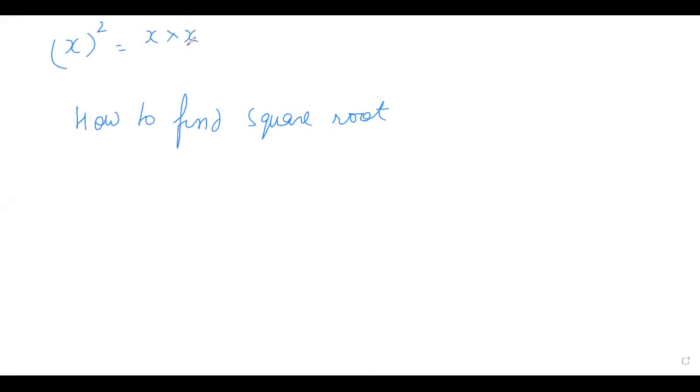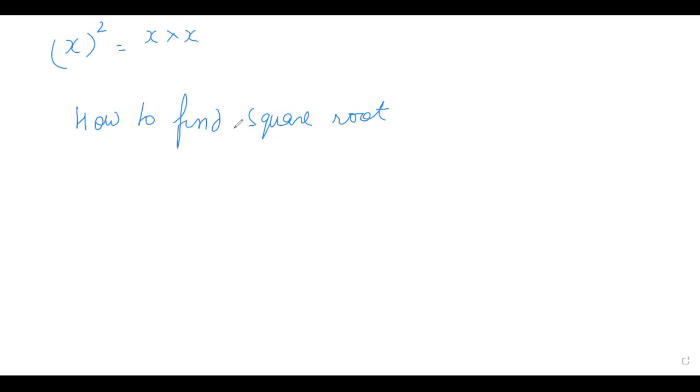So today we will be learning about how to find a square root. We understood that if we want to know the value of the square of any number, what basically do I have to do? I have to multiply the number by itself. So x into x is the square of x. To calculate x square, multiply the number by itself.